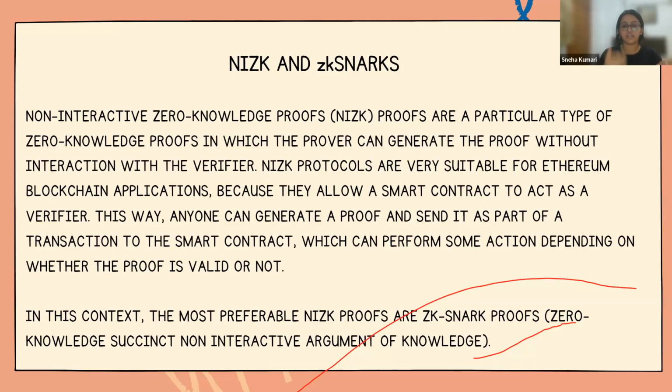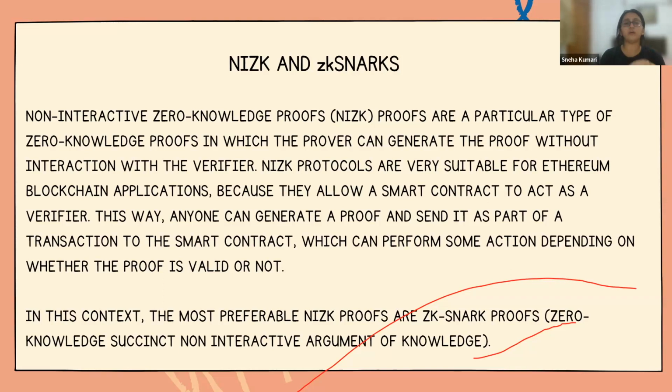Now, how exactly is that being done? They're making use of smart contracts. Okay, so they allow smart contracts to act as a verifier so that anyone can generate a proof and send it as a part of a transaction to the smart contract. And whatever actions you have to take, depending on whether the proof is valid or not, will be performed by the smart contract on its own.